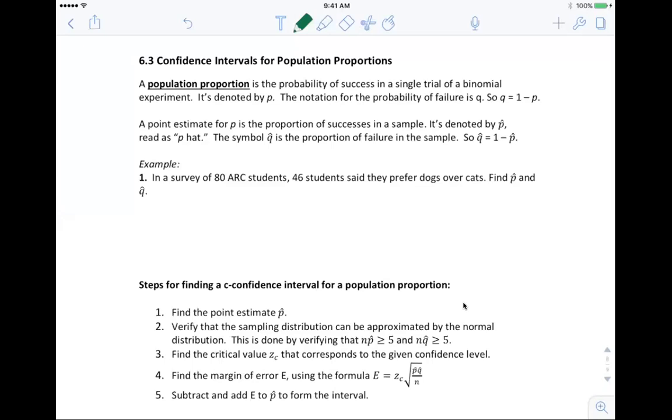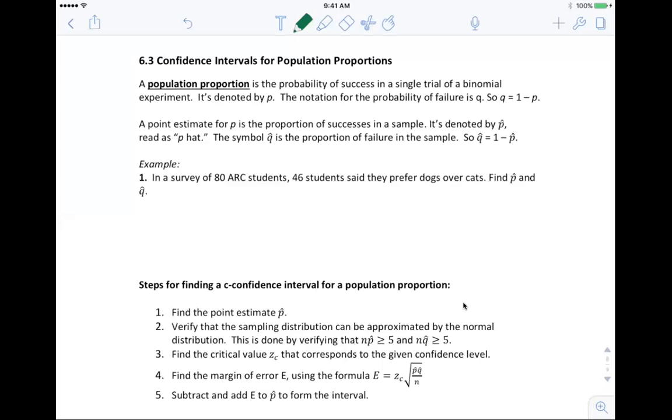This is 6.3, so let's get right into it. These are confidence intervals on population proportions. It's your third type. The nice thing about these is you're going to use the Z distribution. So you're back to using the normal distribution in that table and everything.